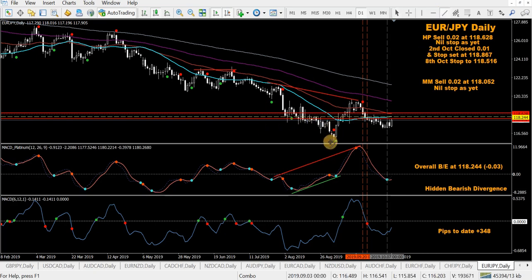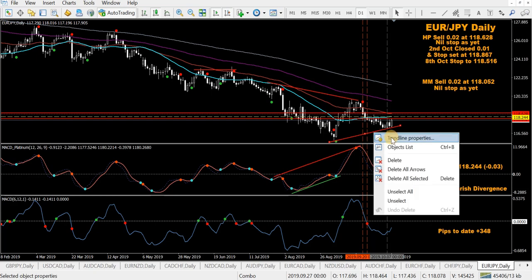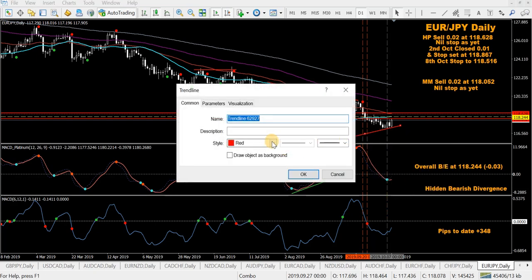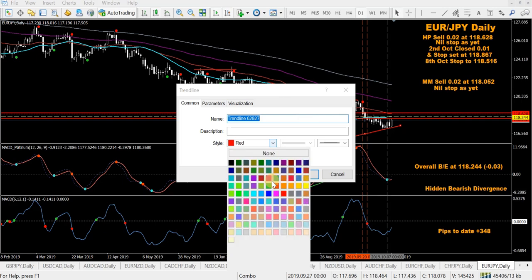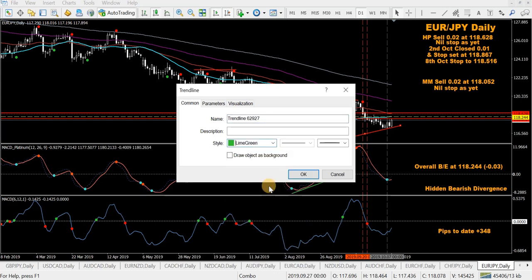Remiss of me not drawing in possible divergence setups here. We just obviously need confirmation. So they're bullish, so we'll change them to green. And things are going slow at the moment. As usual, when I do a video, I'm running a couple of EA back tests, so probably slowing me down.